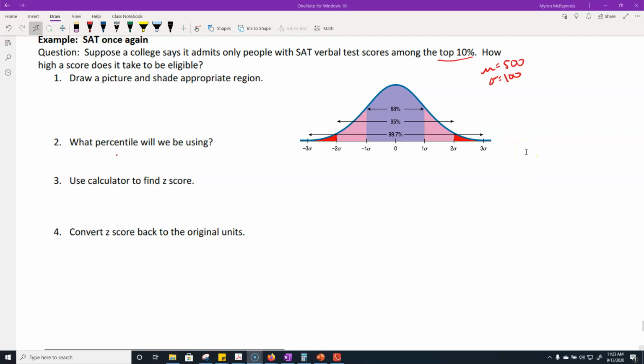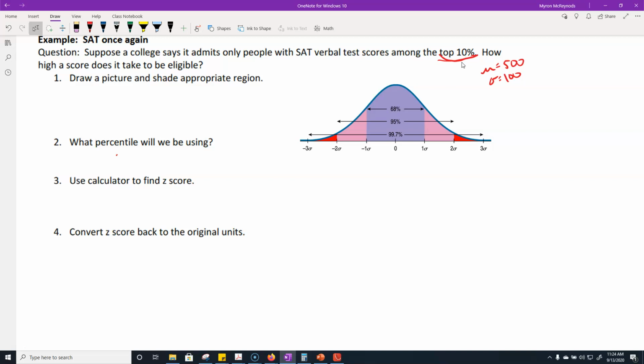All right, class, so the last problem on your Chapter 5 outline is this SAT once again problem. We're going to be using the mean as 500 and the standard deviation is 100 again for this problem, same as the previous ones. It says, suppose a college says it admits only people with SAT verbal test scores among the top 10%. How high a score does it take to be eligible? So we're going to draw a picture and shade the appropriate region.